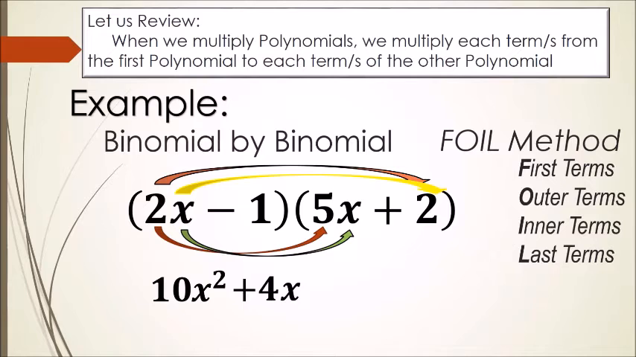Next, we multiply the inner terms. The inner terms are negative 1 and 5x. So dito sa negative 1, wala na siyang variable dito. So may invisible 1 siya dito na i-multiply natin later on sa ating variable x.